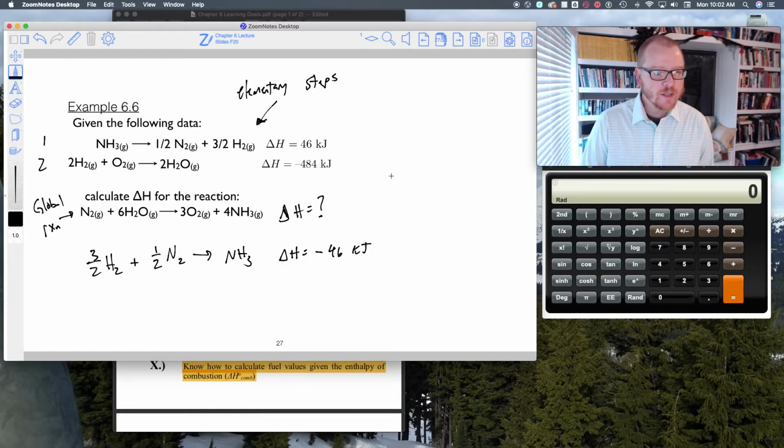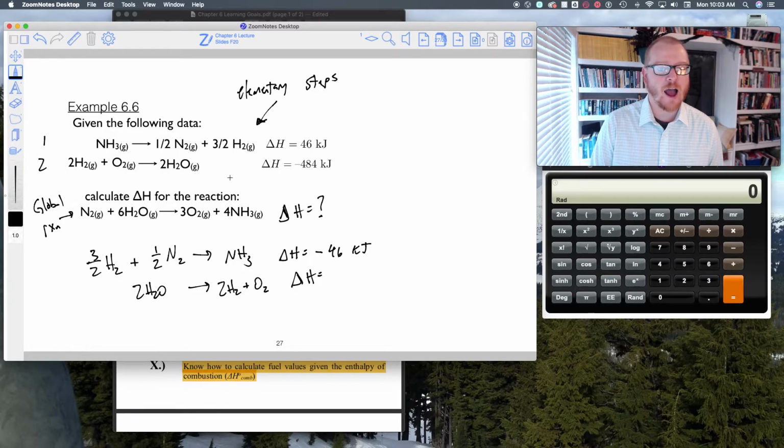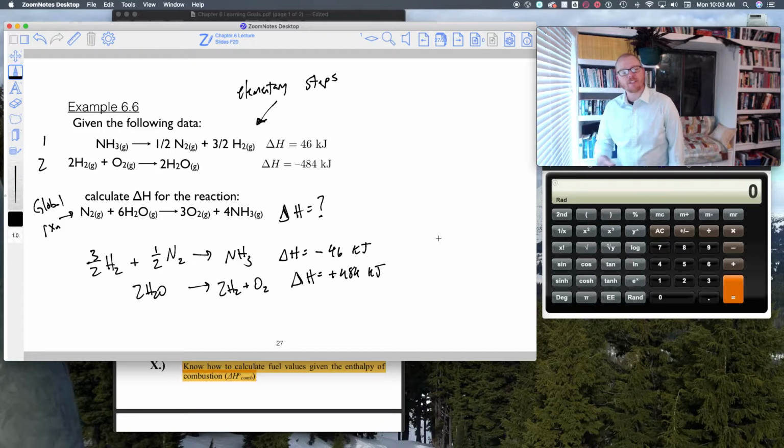Okay? So now the next thing I recognize is that I also have this reaction here where H2O is a product, but down here I need it to be a reactant. So I'm also going to flip this reaction. Okay, so I'm going to write that as 2H2O goes to 2H2 gas plus O2 gas. And of course, because I flipped it, I also changed the sign again. So positive 484 kilojoules.